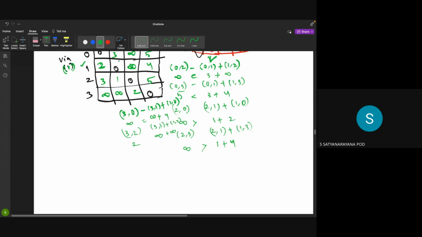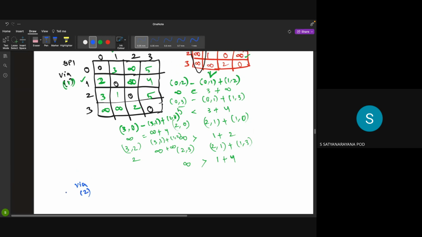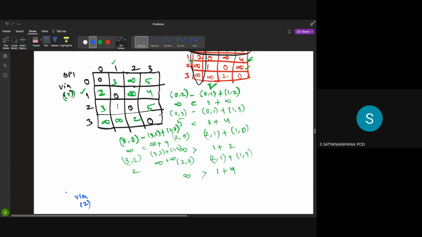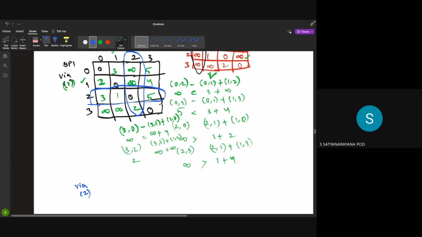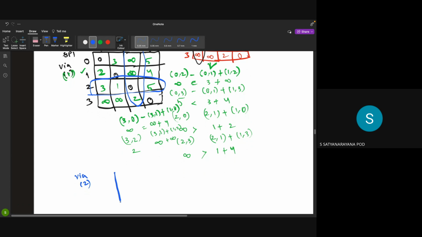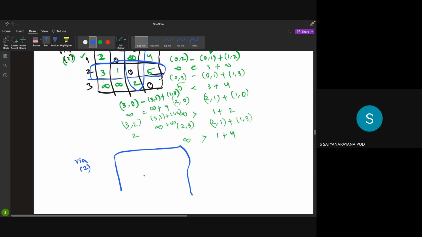So this is via 1 we got it. Whenever you are creating another matrix, that we are creating via 2, then what I should do is copy the second row and second column. I'm copying that second row and second column, that means this one and this one, as it is. And the diagonal values we are getting: so in another matrix we are creating, the diagonal values are zeros.